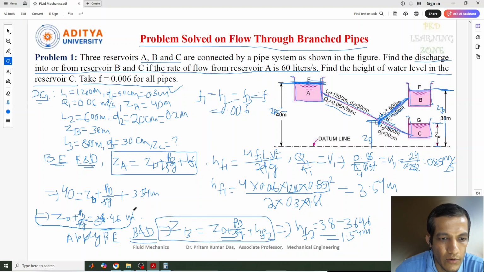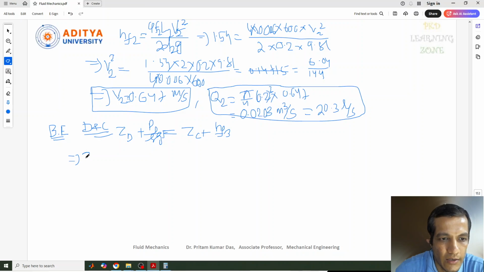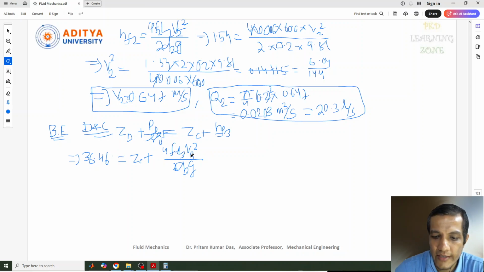This is the value 36.46 meter. So we can write 36.46 equal to ZC, which is not given, and we need to find HF3. HF3 is 4f L3 V3 square by 2 D3 g. Here, what are the unknowns? V3 we can calculate.